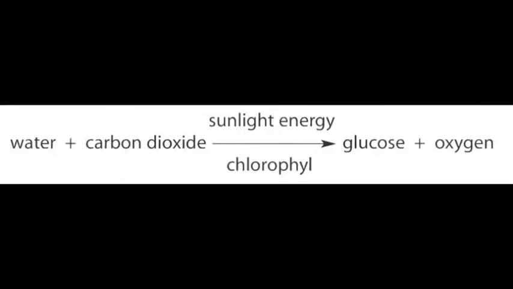Plants also need light for photosynthesis. Photosynthesis is the chemical process used to make glucose. This is converted into all the other chemicals a plant needs for growth. Water plus carbon dioxide, along with sunlight energy and chlorophyll, will produce glucose and oxygen.